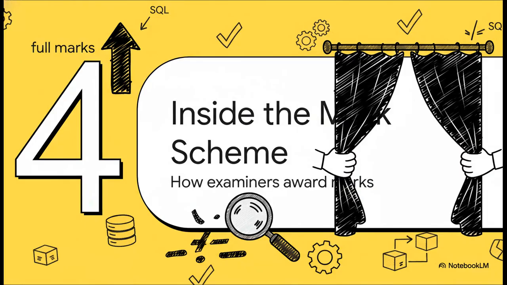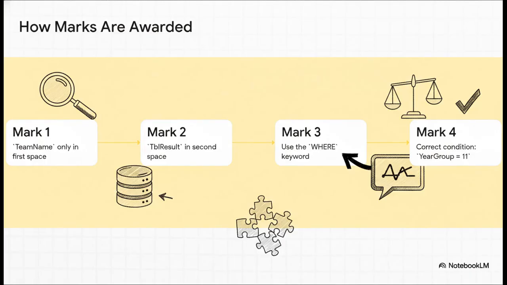You know, having the right answer is one thing, but understanding how you get the marks for it, well, that's the real secret to exam success. So, how does an examiner actually score this? Let's pull back the curtain and take a look at the official mark scheme. Okay, here's the key insight you get from the mark scheme. It is not all or nothing. You get a mark for each correct piece. You get 1 mark for adding team name, another for correctly identifying the table result table, a third for just using the where keyword, and that final mark for getting the condition right, year group equals 11. This is great news. It shows that even if you make one little mistake, you can still pick up most of the marks.